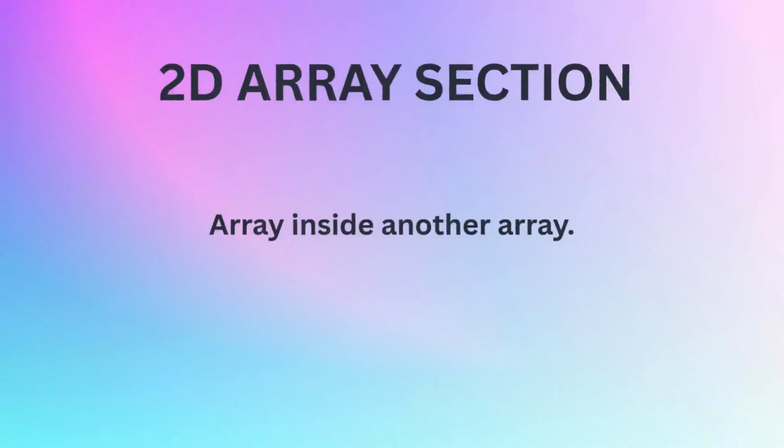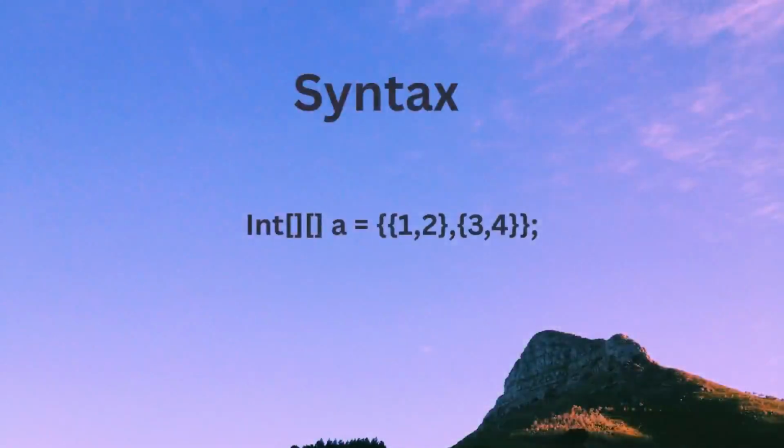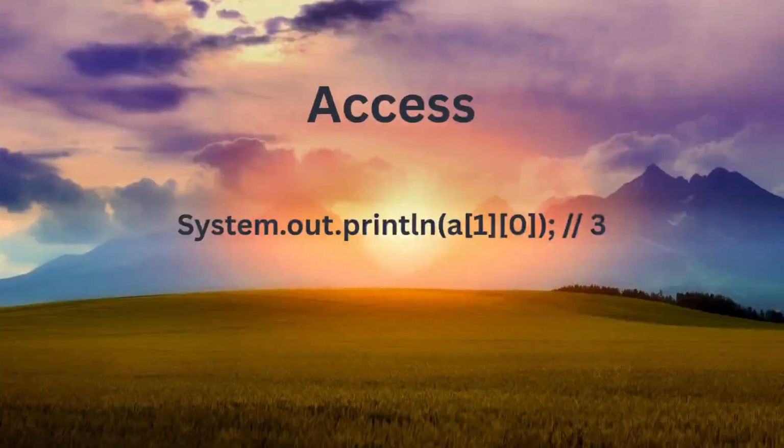Now let's move to 2D arrays. A 2D array is an array inside another array, like rows and columns. Example: int a[][] = {{1, 2}, {3, 4}}. To access, a[1][0] gives 3, because it is in the second row, first column.